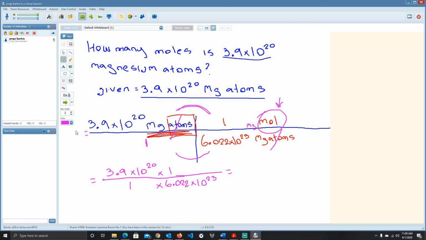So I multiply the top. So 3.9 times 10 to the 20 times 1. That will give you 3.9 times 10 to the 20th. Divided by, then we do 1 times 6.022 times 10 to the 23. So 6.022 times 10 to the 23. Now that I have these two, all I gotta do is divide it. So I'm gonna grab here my calculator. So hopefully for the future episodes, I can show my calculator. Let's see here. So I'm gonna do 3.9 times 10 to the 20 divided by 6.022 times 10 to the 23.